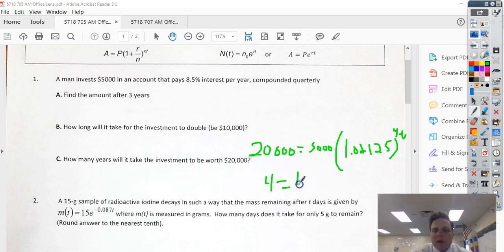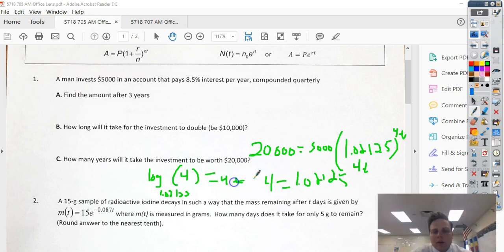So now I have this base of 1.02125 being raised to the 4t. And now I'm going to change forms. So I'm going to say log base 1.02125 of 4, and that's going to equal 4t.